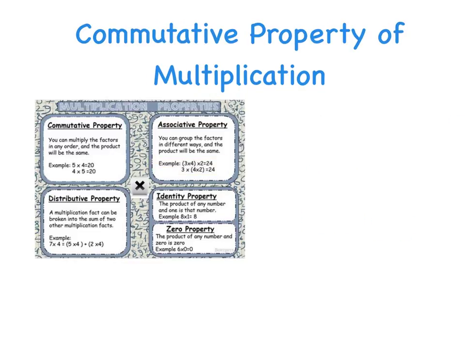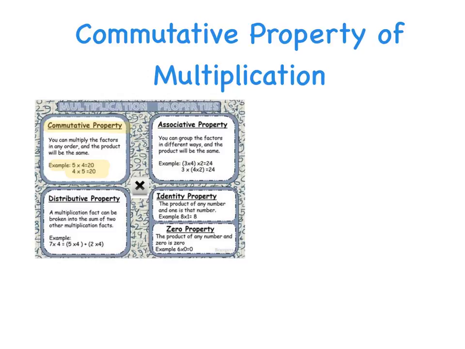The second property is the commutative property. We talked about this one as well with addition. It says that you can multiply the factors in any order and you should still get the same product. So here's an example using 5 and 4. If I do 5 times 4, I get 20, or if I do 4 times 5, I get 20.